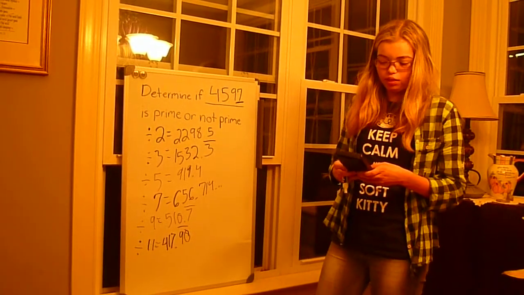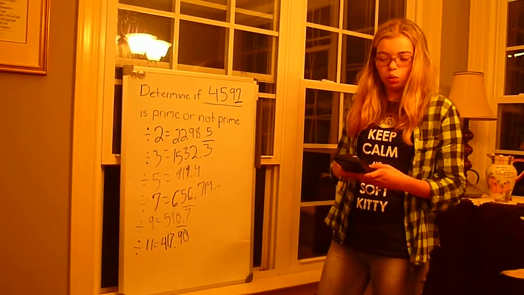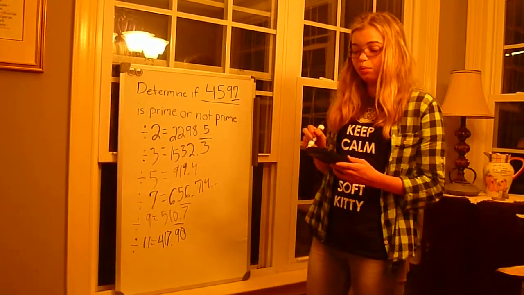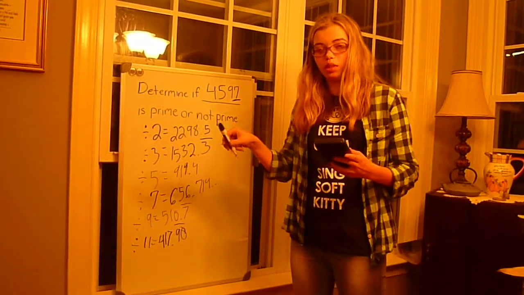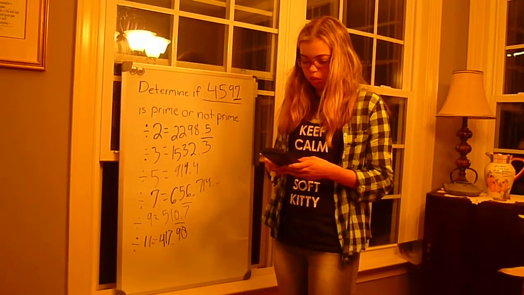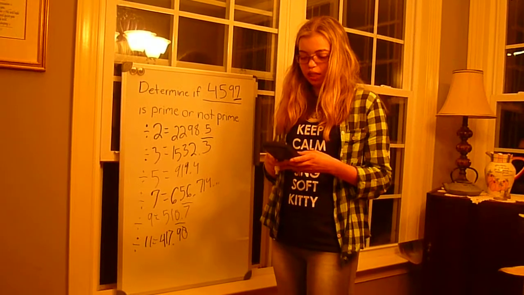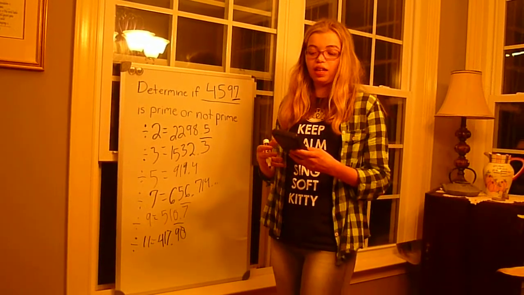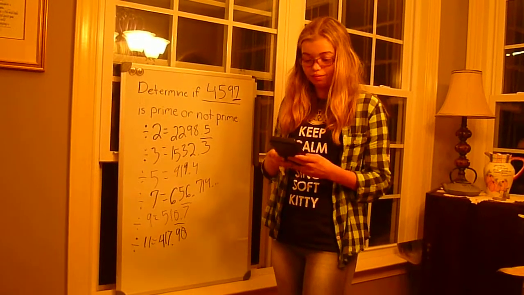We'll just say 4,597 divided by 23. We'll skip a couple. That equals 199.8695, and more numbers continued. So that obviously didn't work. We'll do 27. That equals 170.259259 repeating.